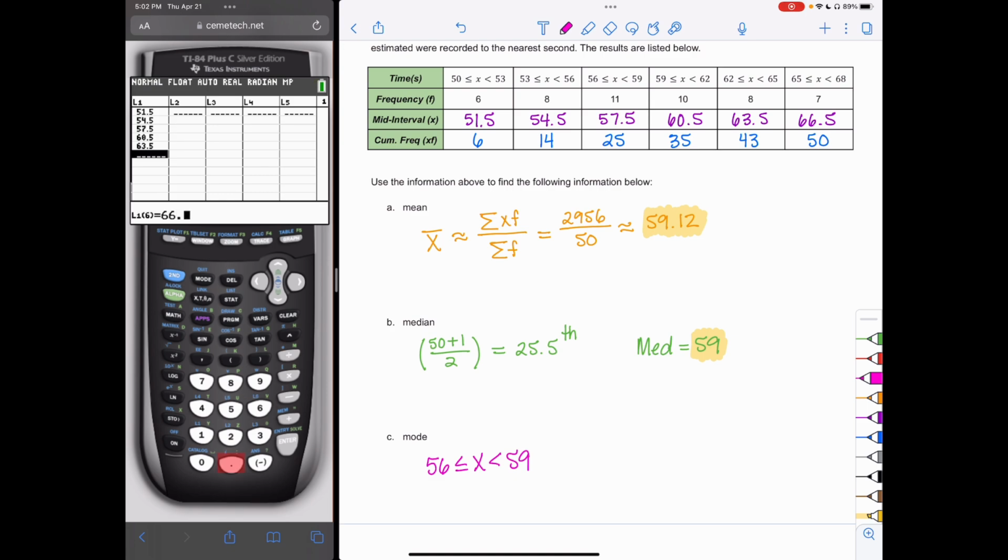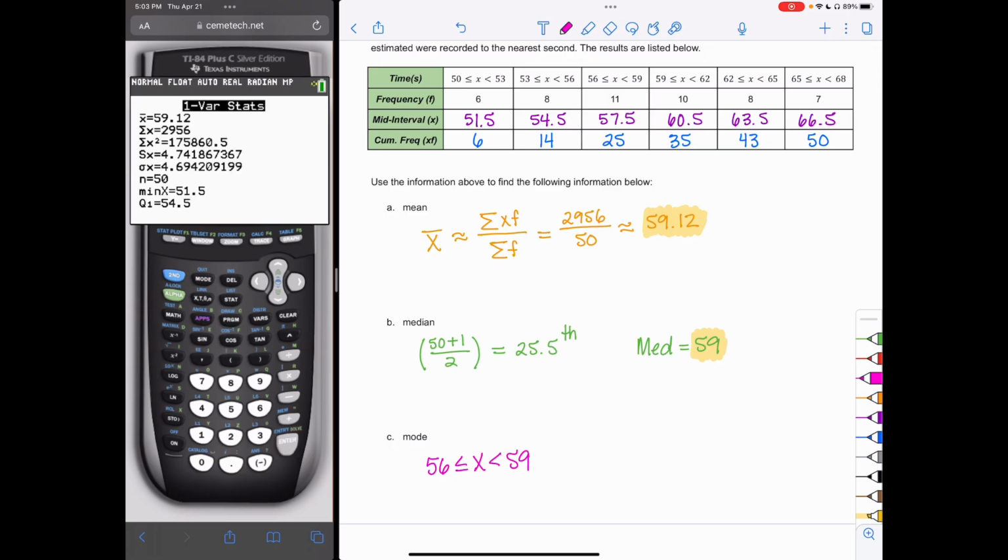So now that I have my mid intervals in, I am going to put in my frequencies, not the cumulative frequencies, but the regular frequencies. Once I put these frequencies in, this will be what my table looks like. Then I'm going to press stat, go over to calc, select one variable statistics. My list is in L1 and my frequencies are in L2. Then I'm going to press calculate. And as you can see here, we can verify that yes, indeed, our mean is 59.12. And we can also scroll down to see that our median is 59.